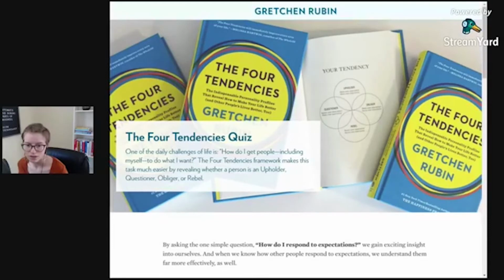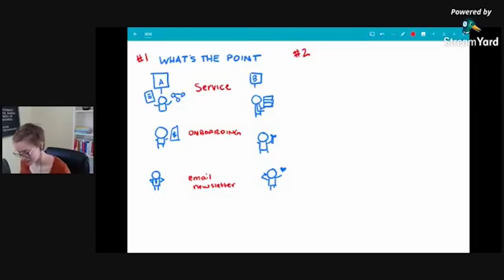How do I get people to do what I want? And there's 4 different types: questioner, upholder, obliger. Oh my gosh, obliger. I can't read today. And rebel. And basically, I am a questioner. That's what we need to know here. And that's probably why I skew towards this what's the point first.